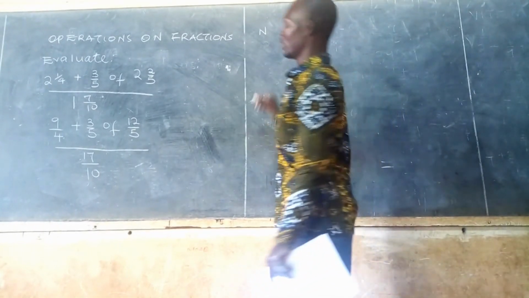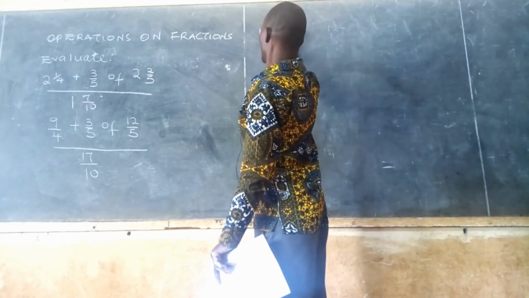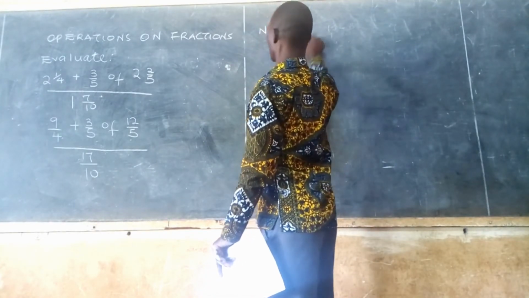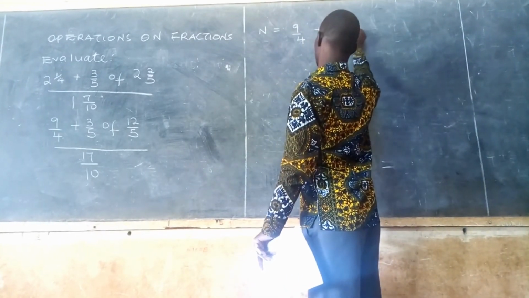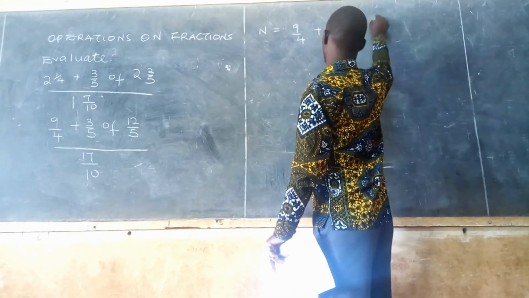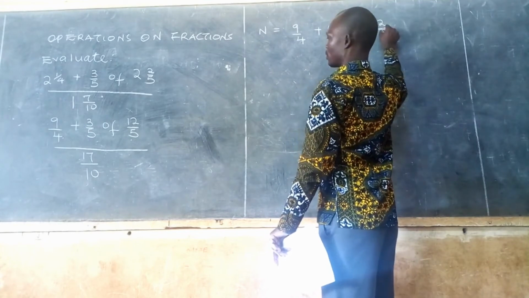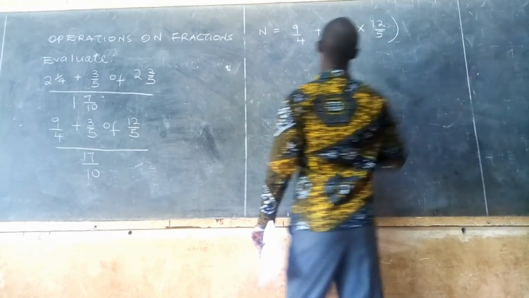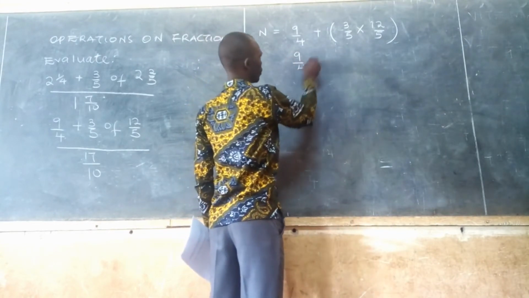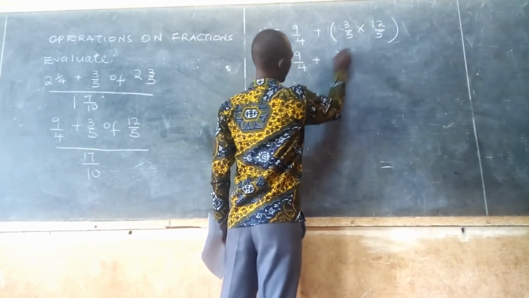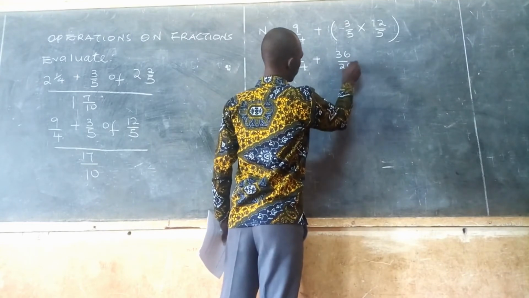For that reason, my numerator now will be 9 over 4 plus, in bracket, 3 over 5 of, which means multiply, 12 over 5. So what does that give me? 9 over 4 plus 36 over 25.